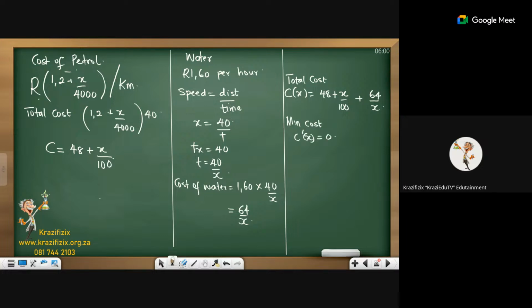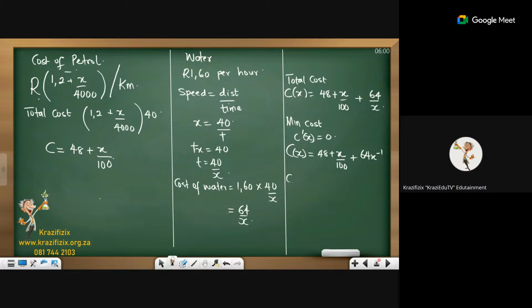So we need to derive. Okay, let's get back to our laws of derivative. This is still cost in terms of x: 48 plus x over 100 plus 64 x to the power of -1. We cannot derive with x as a denominator.